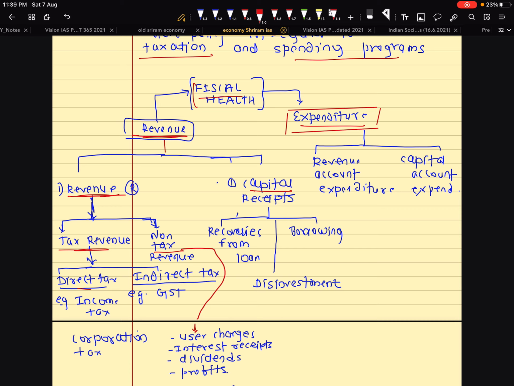And in fiscal health, the second is expenditure. Expenditure also has two components: revenue account expenditure and capital account expenditure. While the receipts also have two components, one is revenue receipt and the second is capital receipt.